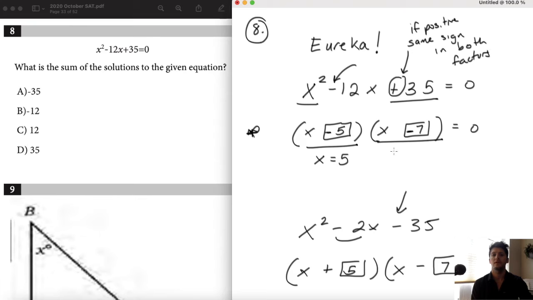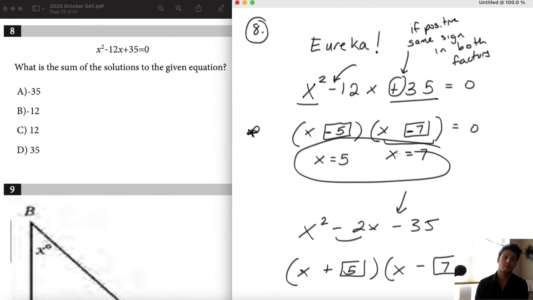Right? So over here, x is equal to positive 7 for the same reasons. If x is 7, you get a 0 here. 7 minus 7 is 0. And it doesn't matter what you get over here, because 0 times whatever is 0. Here are our two x values. In this case, they didn't have the eureka moment mistake, which is rare. But of course, the sum of these two solutions is 12.